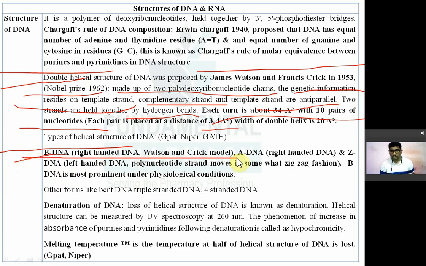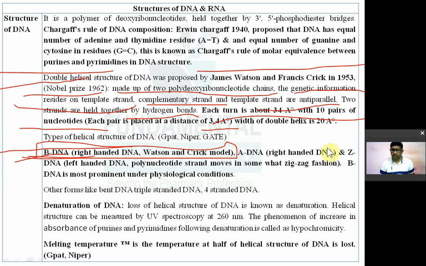This is the model proposed by Watson and Crick. क्वेश्चन इसके ऊपर आ चुका है. So one of the following is Watson and Crick model of DNA. ऑप्शन में आएगा आपको B DNA, A DNA, Z DNA और दूसरा एक ऑप्शन होता है बेंट वगैरह कुछ, bent DNA. So remember, B type of DNA is proposed by Watson and Crick. क्वेश्चन I think GATE में आ चुका है. B DNA is the right-handed DNA and it is proposed by Watson and Crick.